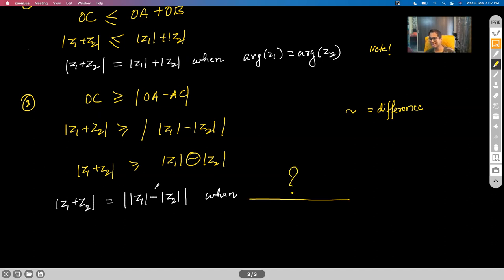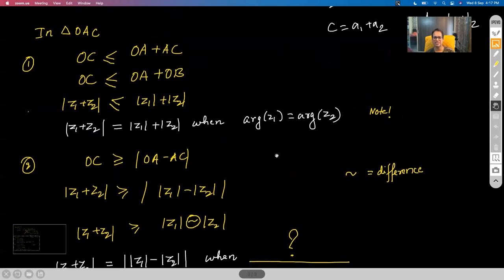Any other question apart from when is this equality going to hold true in this page? This I will answer in some time. Don't worry. In fact, you will only answer it.